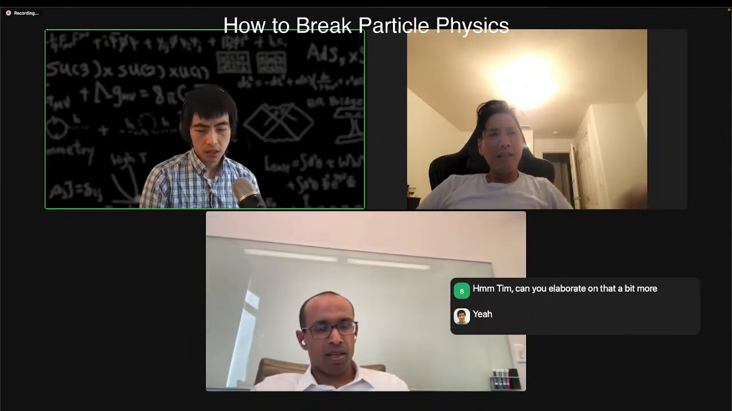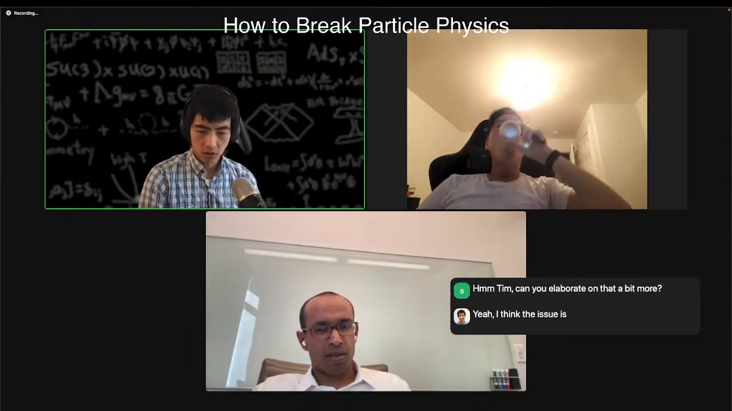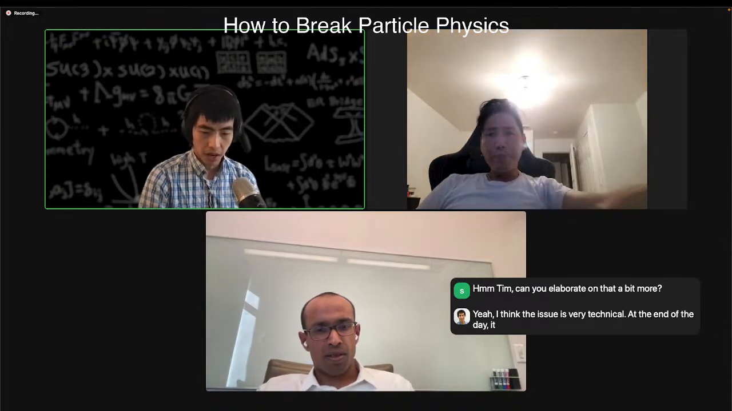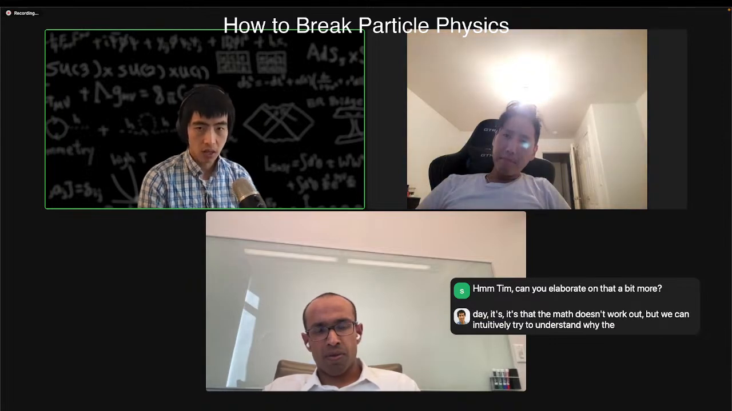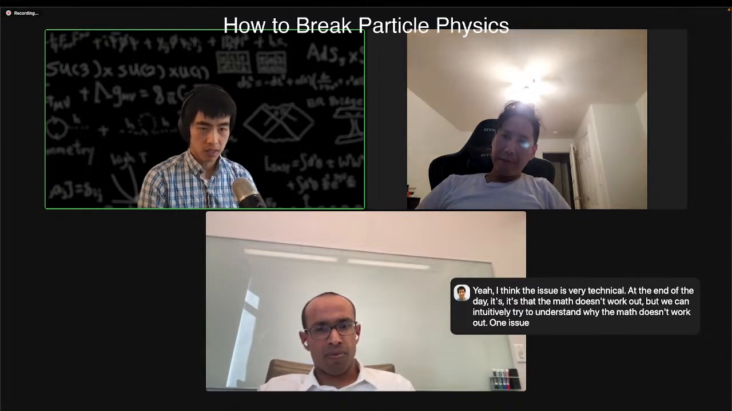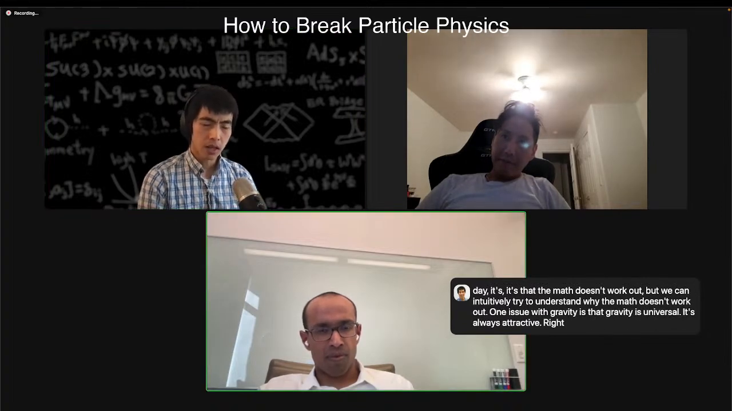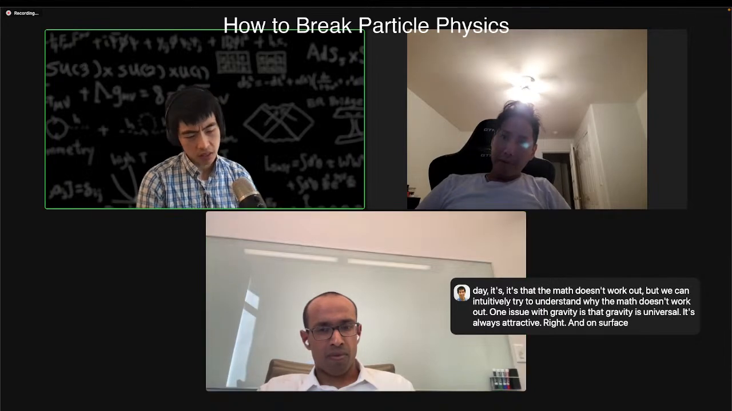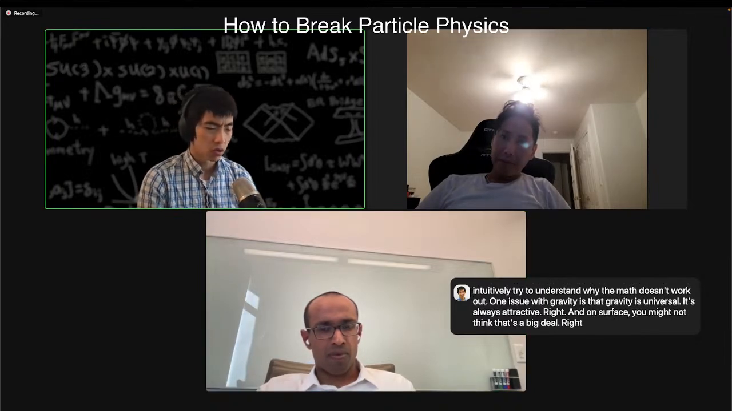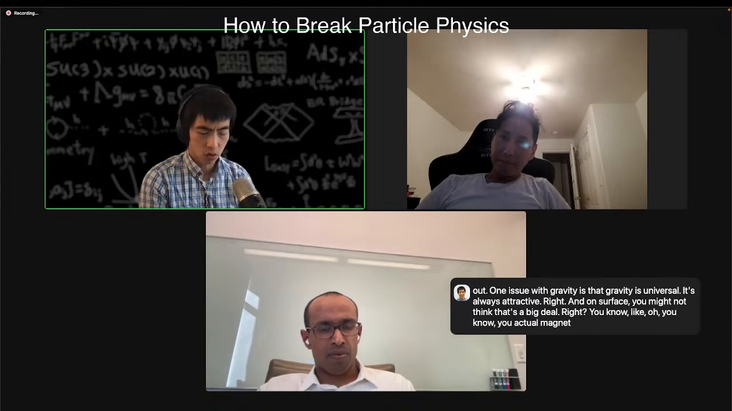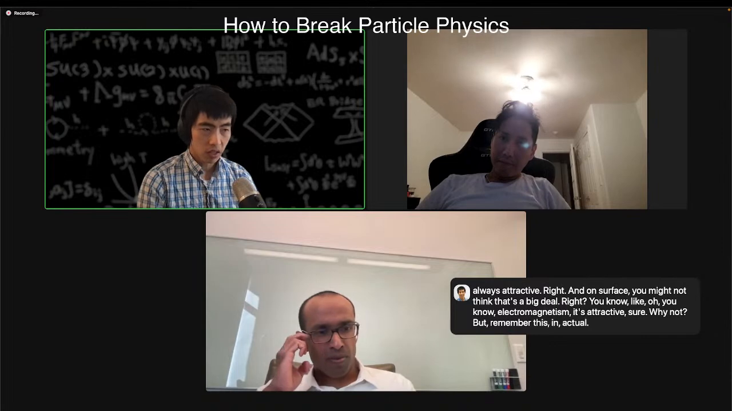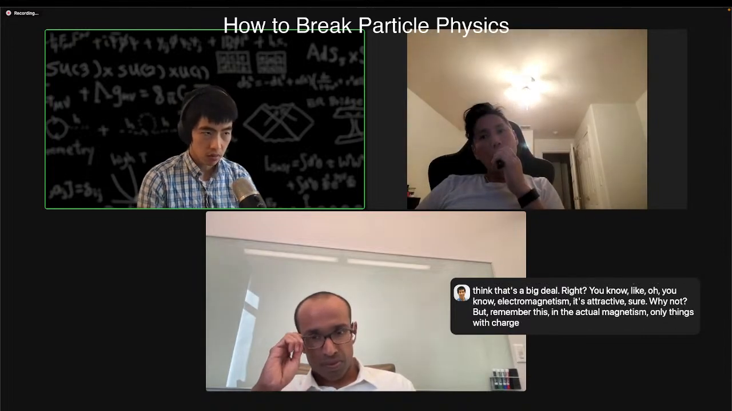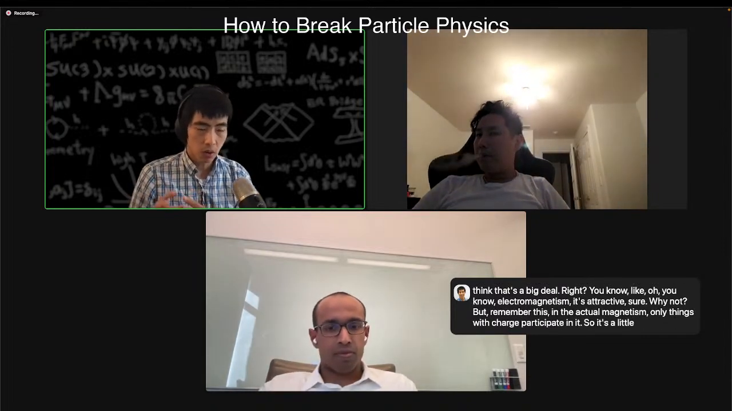Yeah, I think the issue is very technical. At the end of the day, the math doesn't work out, but we can intuitively try to understand why the math doesn't work out. One issue with gravity is that gravity is universal. It's always attractive, right? And on the surface, you might not think that's a big deal. Electromagnetism, it's attractive, sure, why not? But remember this: in electromagnetism, only things with charge participate in it.